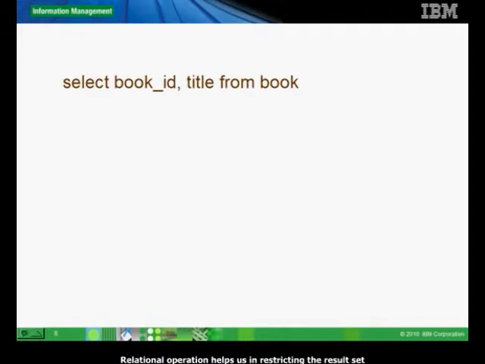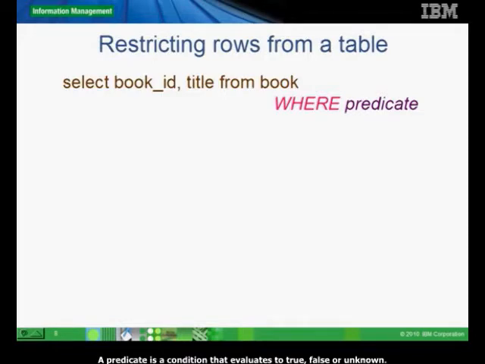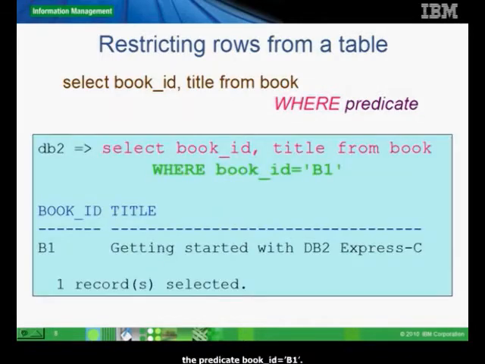Relational operation helps us in restricting the result set by allowing us to use a clause, WHERE, which always requires a predicate. A predicate is a condition that evaluates to true, false, or unknown. So, for our need, we shall use the WHERE clause with the predicate book_ID = B1.